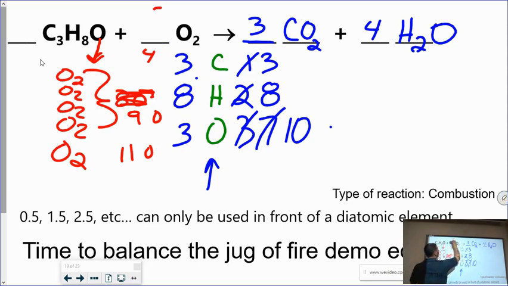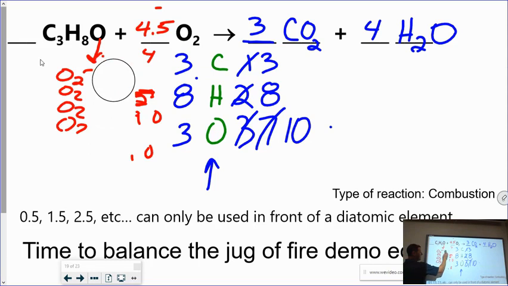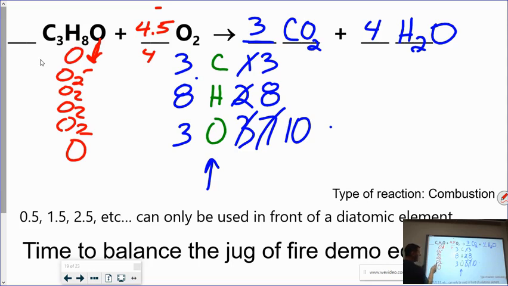And this is called the 0.5 method. The answer is 4.5. So what does that look like? Well, that's 4 O's plus a half of an O, which is just an O, plus this O comes in. So now I have 2, 4, 6, 8, 9, 10 O's. And everything's balanced. But we can't really have half of an O2 molecule.